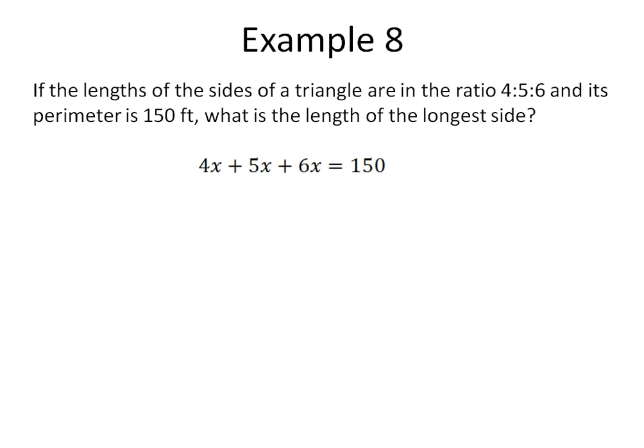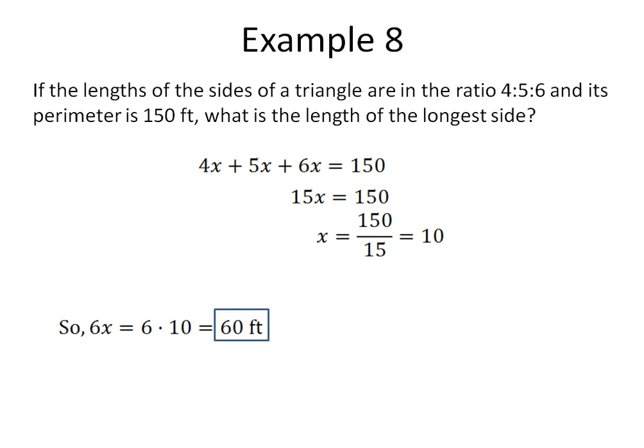Combine the x's, gives us 15x equals 150. Divide both sides by 15, gives us x is equal to 10. So the longest side is going to be the one that's represented by 6x, so 6 times 10 equals 60 feet.